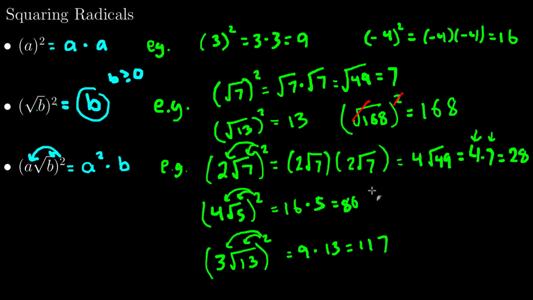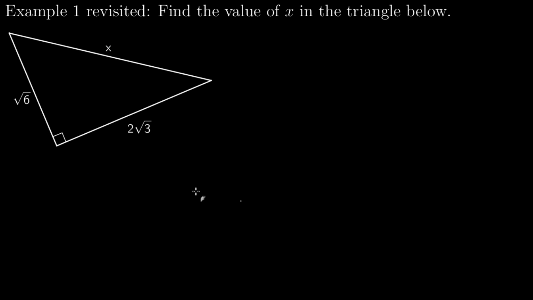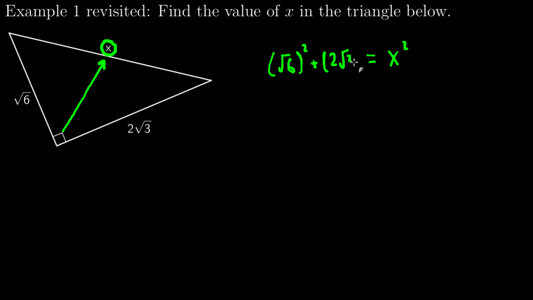Okay, so with this knowledge, let's go back to our problem. I start off the same way. Find c. The c is this x, so I'll get the x squared by itself. On the left-hand side, it doesn't matter the order, so I'll put root 6 squared plus 2 root 3 squared. We just learned square root of 6 squared is just 6.